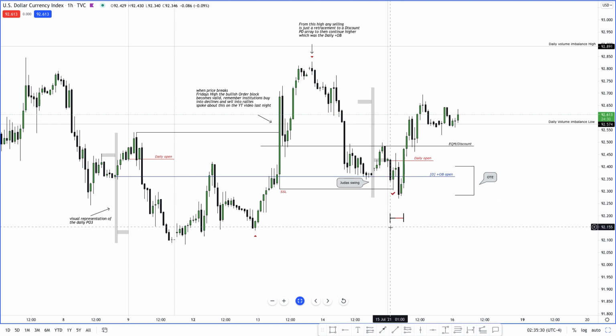inside what time? London Killzone. So we know this is where we can expect the low of the day to form, and this is also called the Judas swing. So when price then went lower, that's when I sold EURUSD, because I was expecting this to be the Judas swing to then go higher. And this is also optimal trade entry, which is OTE.